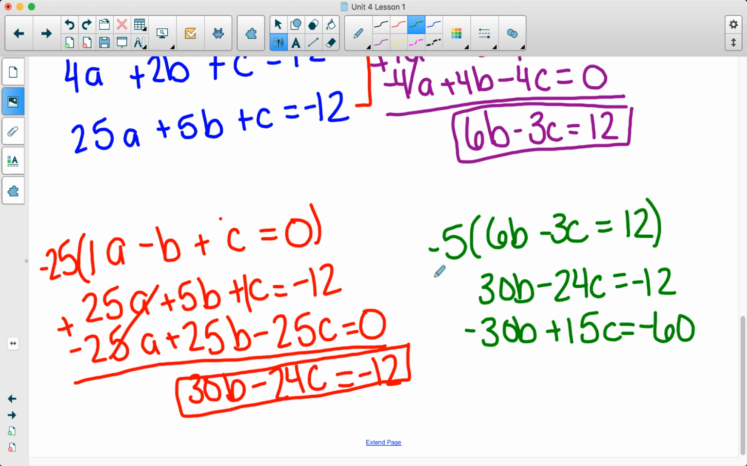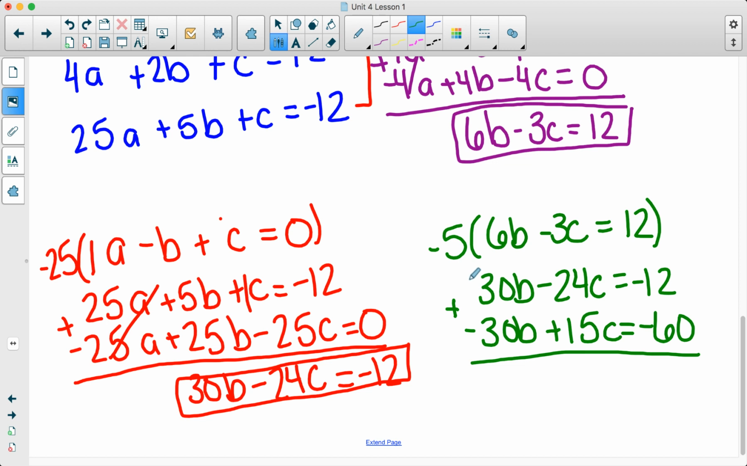So this is what I was talking about. I'm taking this number, this -5, and I have to multiply it by everything, even on the other side of the equal sign. So -5 times 12 gives me that -60. All right, I've got my two equations here, and I'll go ahead and add them together. And when I do that, I should be left with just the c term. The b's should cancel out.